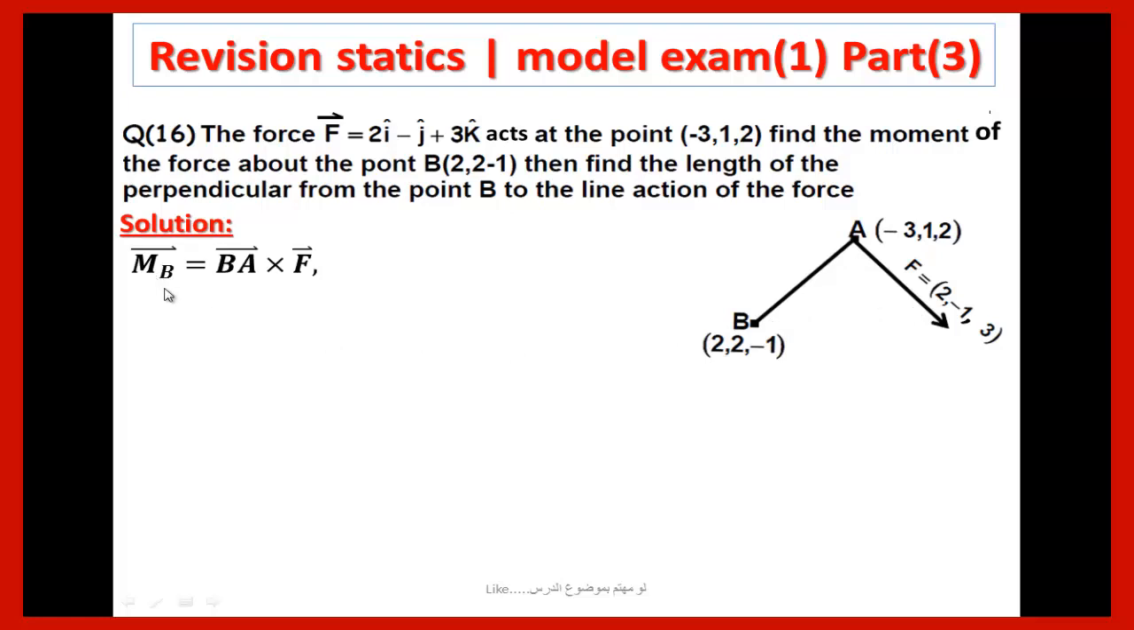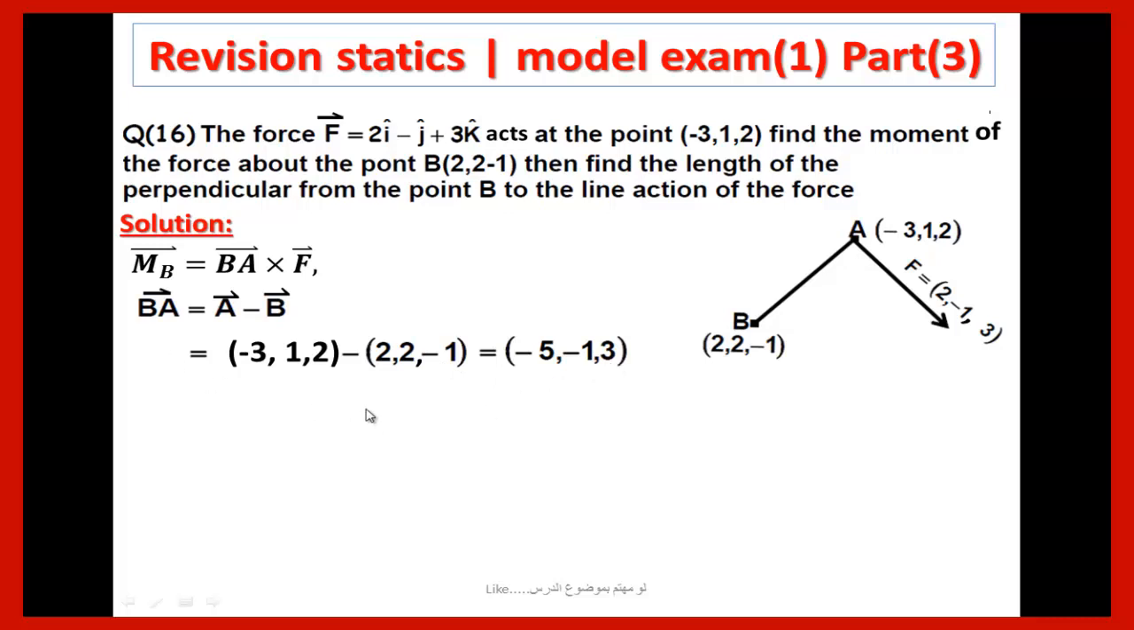First we calculate MB. MB equals BA cross F, but we don't have BA, so BA equals A minus B, the components of A minus the components of B. A equals (-3, 1, 2) minus B, and B from the given equals (2, 2, -1), which equals -3 minus 2 equals -5, 1 minus 2 equals -1, 2 minus -1 equals +3.